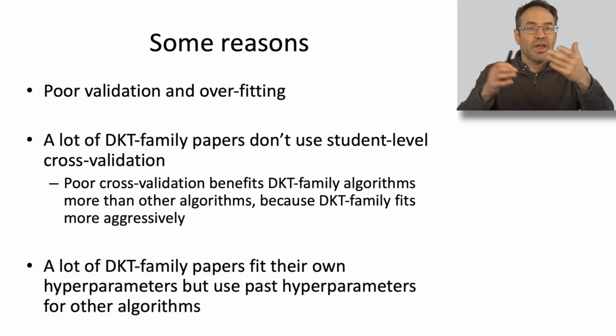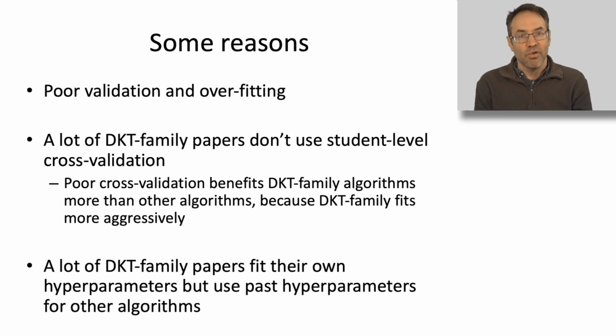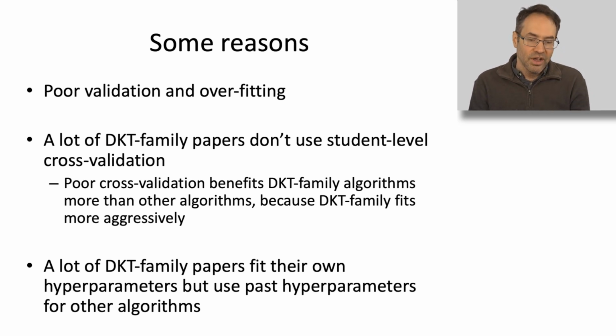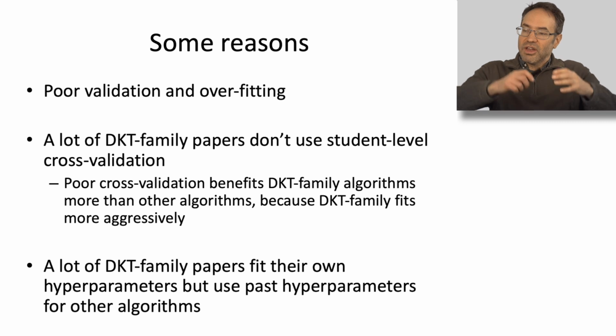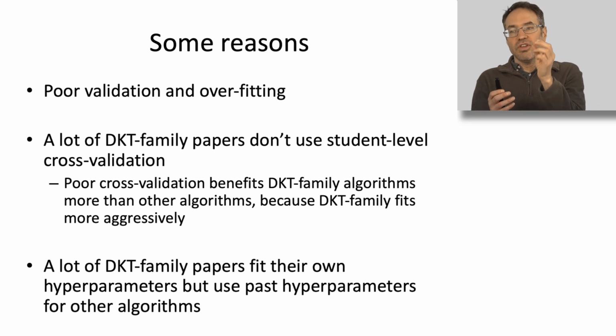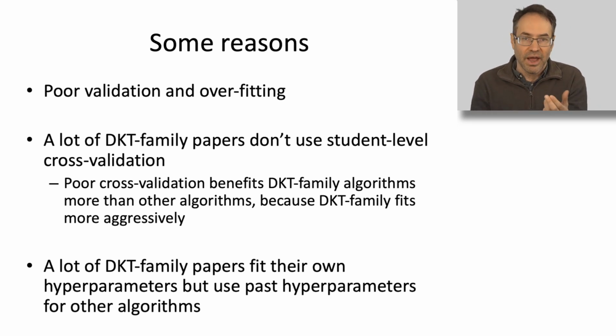And what's going on here? Poor validation and overfitting, unfortunately. A lot of DKT family papers don't use student-level cross-validation, which, my gosh, why didn't they watch Big Data in Education? Poor cross-validation benefits DKT family algorithms more than other algorithms because DKT family fits more aggressively. So, in other words, a lot of the gigantic improvements that we see in individual DKT papers are because the authors are literally using data from a student's future to predict their past.